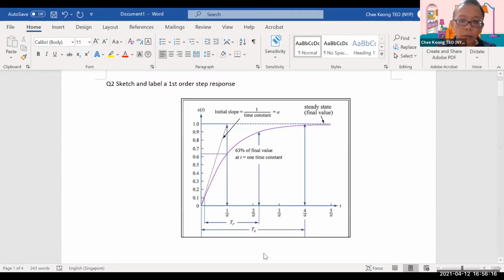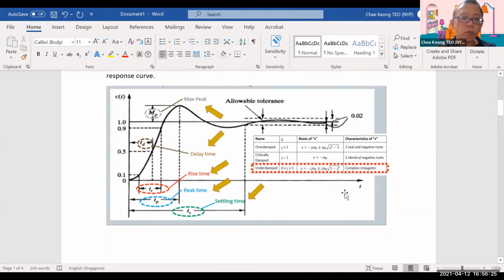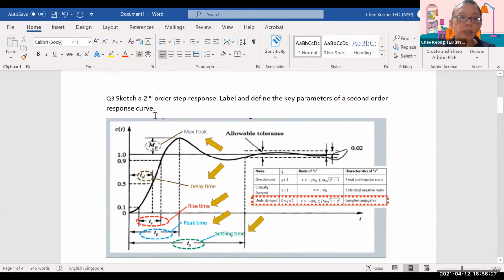Now the next question will be question 3. Question 3 is also on sketching. It says sketch the second order step response, label and define the key parameters of second order response. Basically, second order response, we are referring to the underdamped situation, whereby the zeta is between 1 and 0. So this will be the response curve.